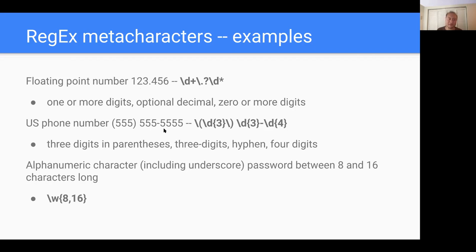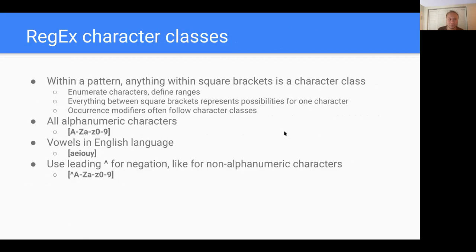You can get more complicated, like with a phone number. For the parentheses, because they mean capturing groups in regex, you have to put a backslash in front of them. And over here, I'm using the curly braces to denote how many digits I want: 3 digits, 4 digits for a US phone number.